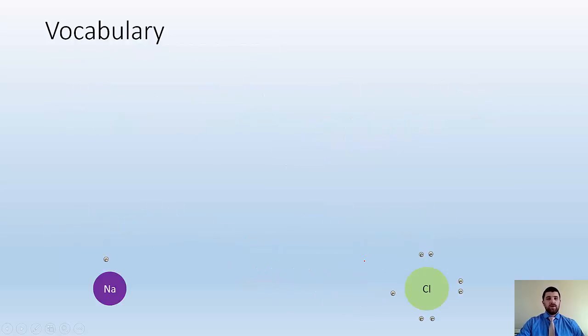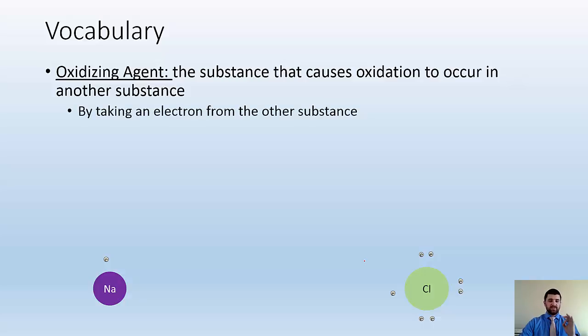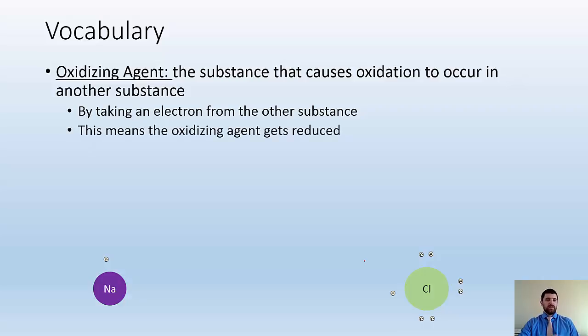Some vocab. The oxidizing agent is the substance that causes oxidation to occur in another substance. The agent is like saying what it causes, right? So it causes something to be oxidized by taking an electron from that other substance. This means the oxidizing agent gets reduced, because it is taking an electron from another substance. So it's gaining one. It's being reduced.